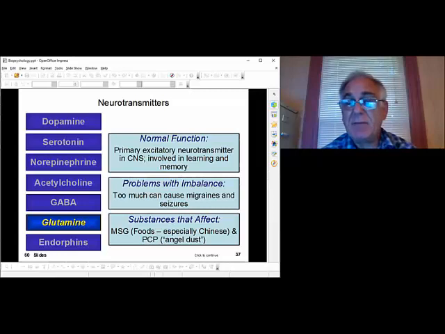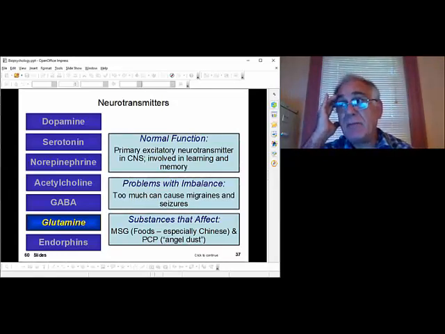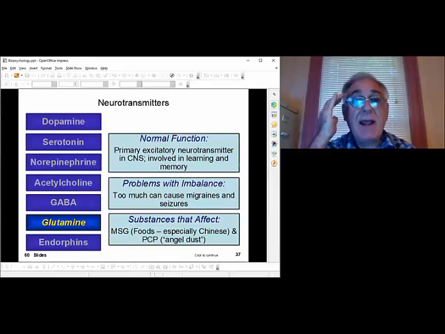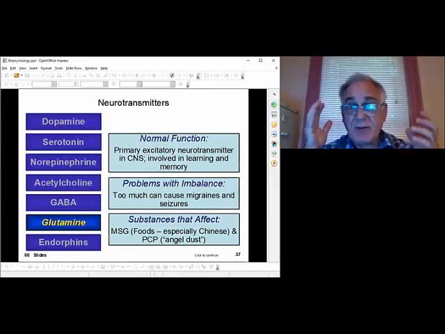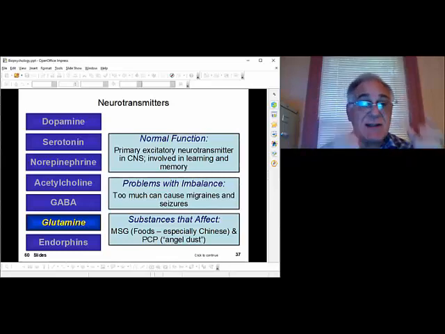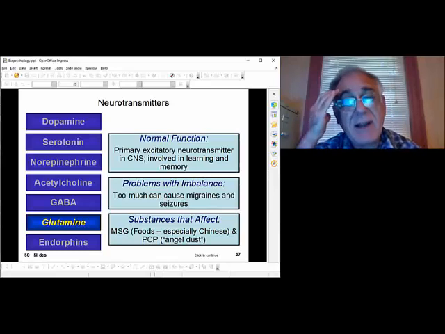It's involved in learning and memory. But too much of it, because it's exciting the system, too much of it causes migraines. And I'm sure a lot of you have migraines and you know what they are. And also seizures, because your brain, like an epileptic, your brain is too excited because it has too much glutamine in it.